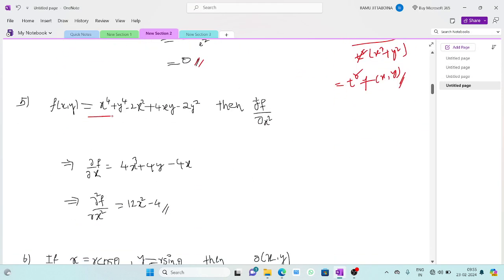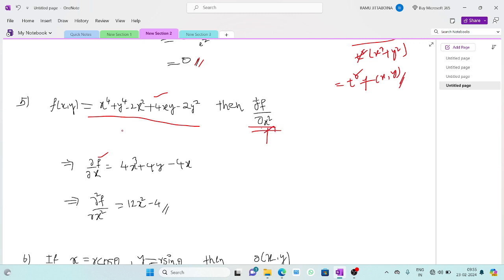So this is the given function, f of x comma y is equal to x to the power of 4 plus y to the power of 4 minus 2x square plus 4xy minus 2y square. Then he is asking the partial derivative. So I just differentiate partially once. So we have to partially differentiate with respect to x here.